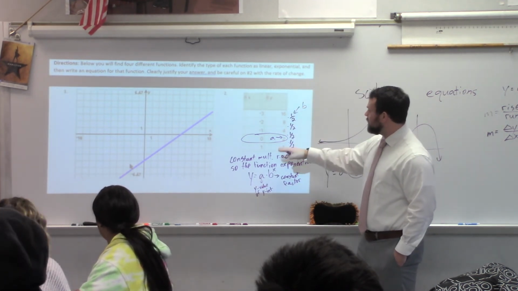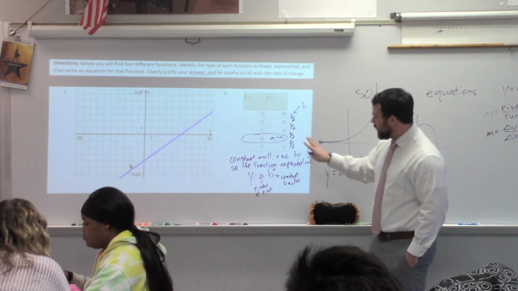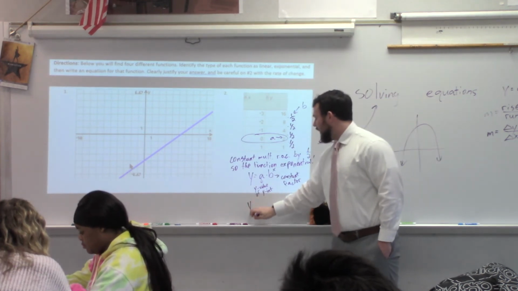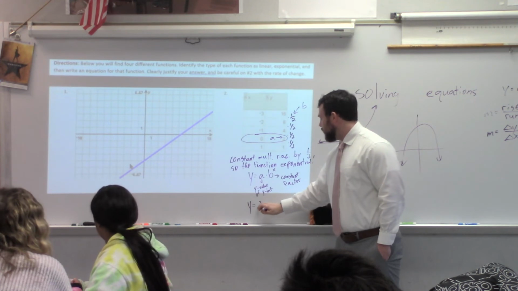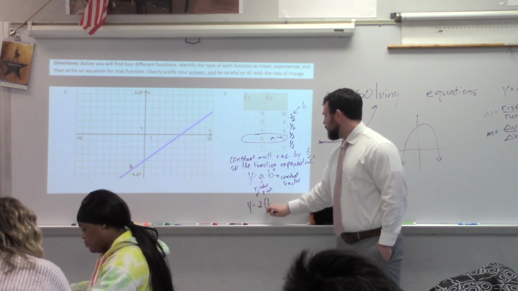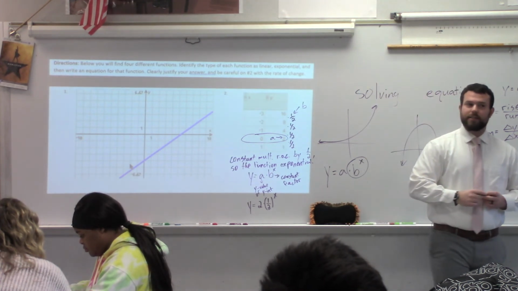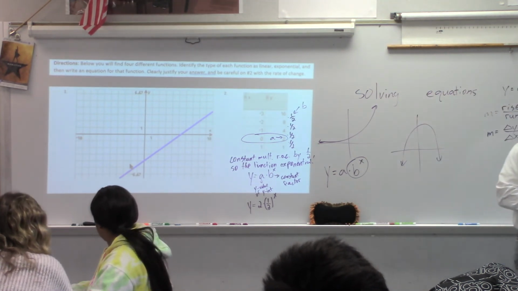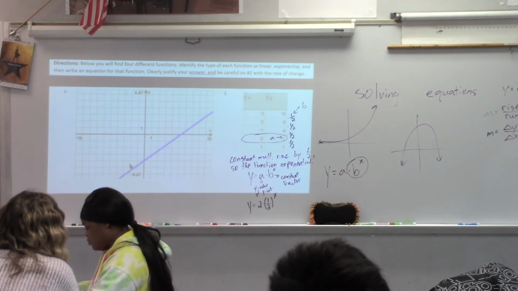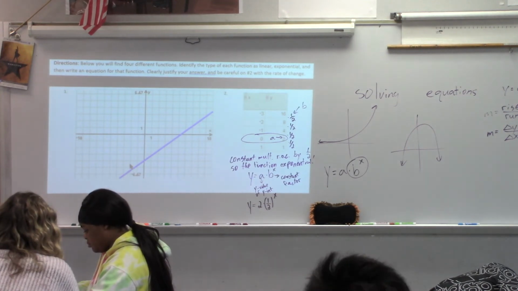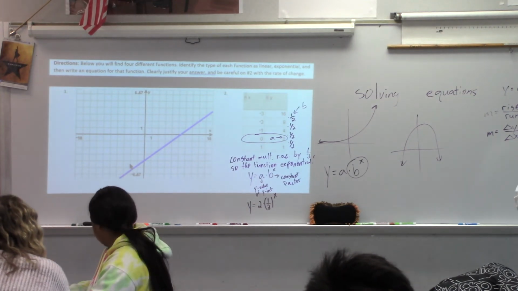Notice I am labeling my A, I'm labeling my B, I'm showing and explaining these things, and now y is equal to 2 times 1/2 raised to the x. Please notice that x did not become a square. I saw a whole bunch of you putting a square there, but a square is a quadratic function. It needs a variable of x in the exponent.